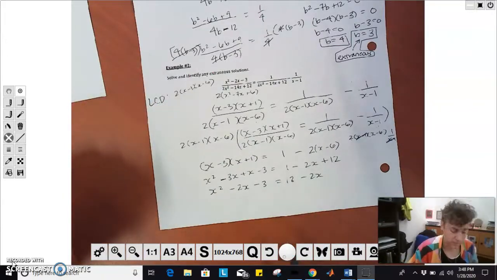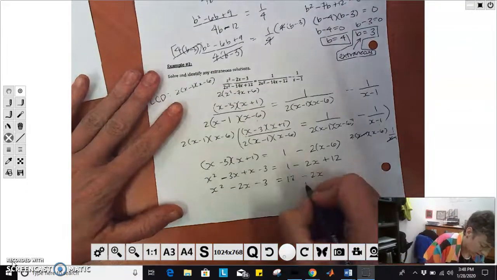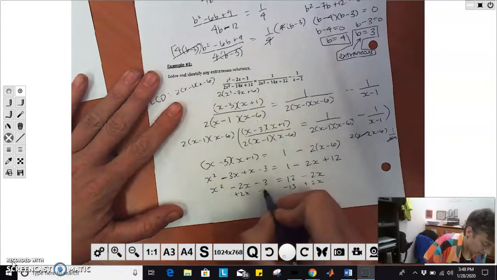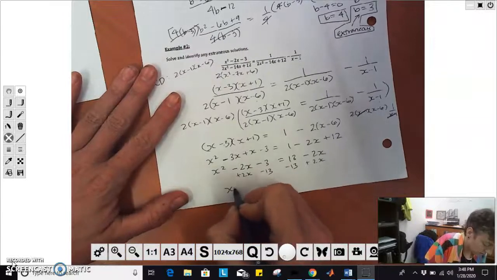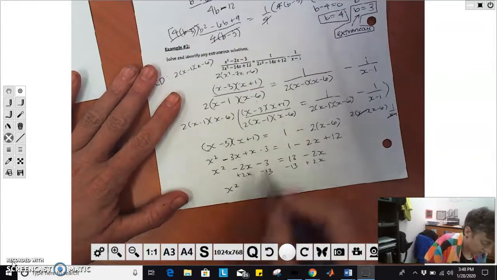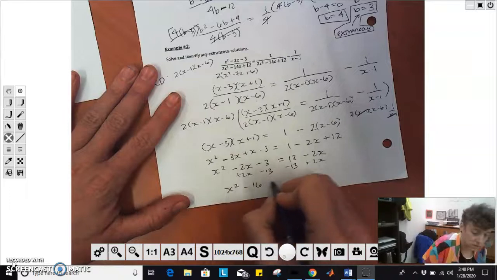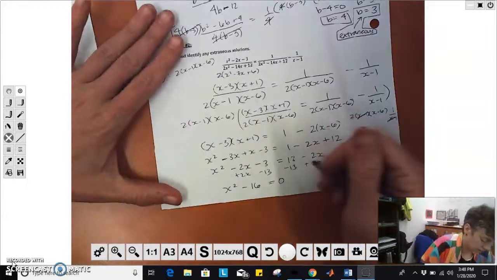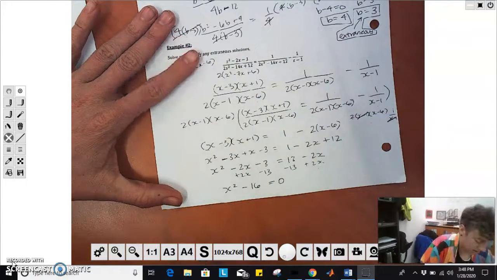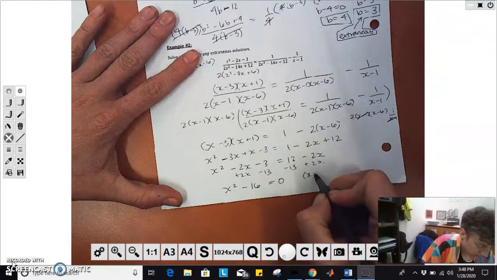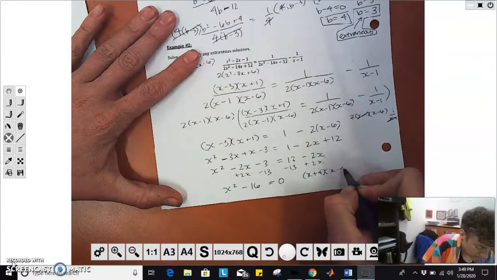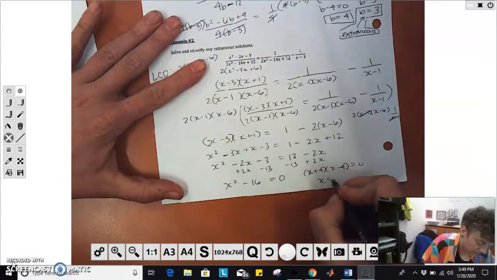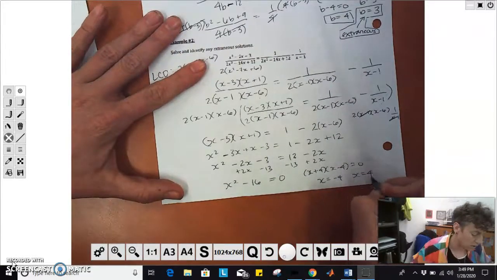So let's get it in standard form and solve. So we're going to add 2x to both sides and subtract 13 from both sides. So we'll have x squared, that will cancel, minus 16 equals 0. Now if you're clever, you see that's a difference of squares, and you know that factors to x plus 4 and x minus 4 equals 0. You set each of those equal to 0 and solve, and you get x equals negative 4, x equals 4.